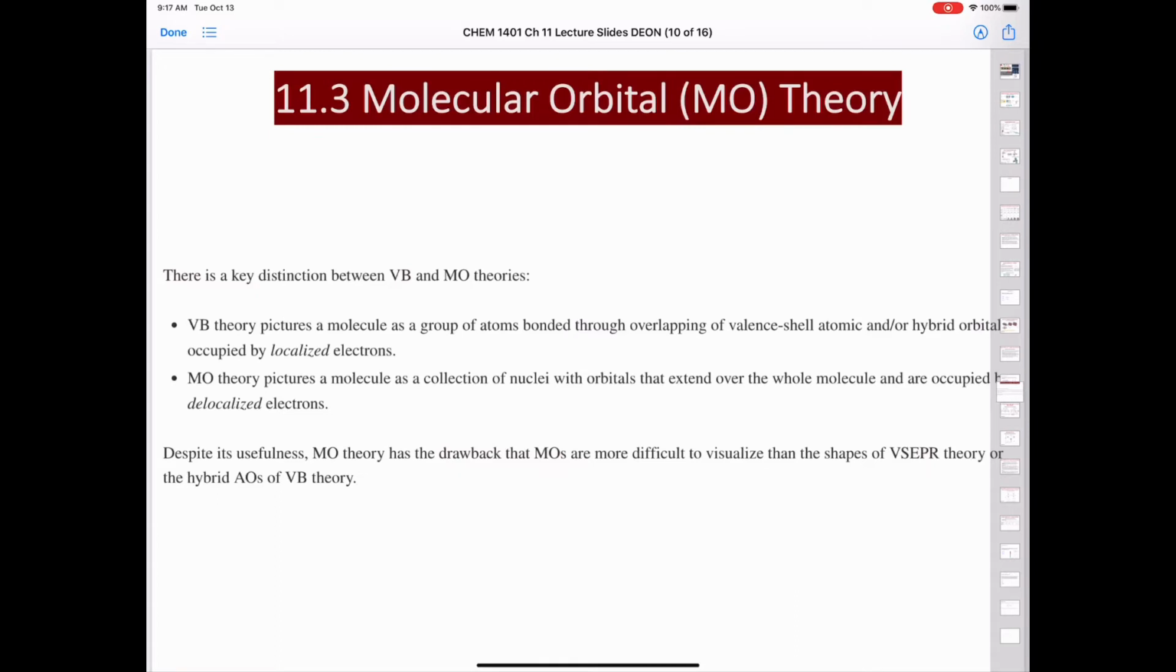There is a key distinction between valence bond and molecular orbital theories, shown here. Valence bond theory pictures a molecule as a group of atoms bonded through overlapping valence shell atomic and/or hybrid orbitals occupied by localized electrons, whereas molecular orbital theory pictures a molecule as a collection of nuclei with orbitals that extend over the whole molecule and are occupied by delocalized electrons. Despite its usefulness, molecular orbital theory has the drawback that molecular orbitals are more difficult to visualize than the shapes of VSEPR theory or the hybrid atomic orbitals of valence bond theory.